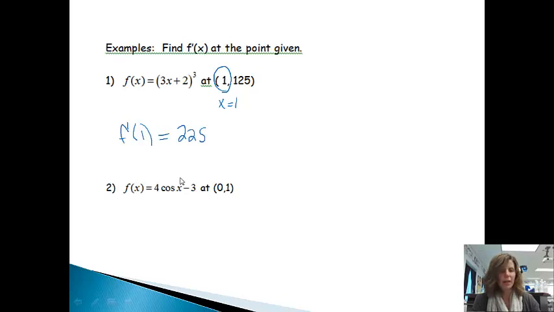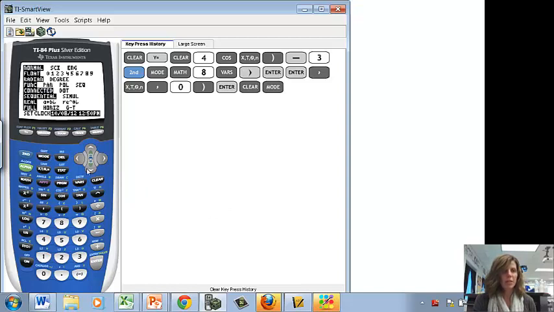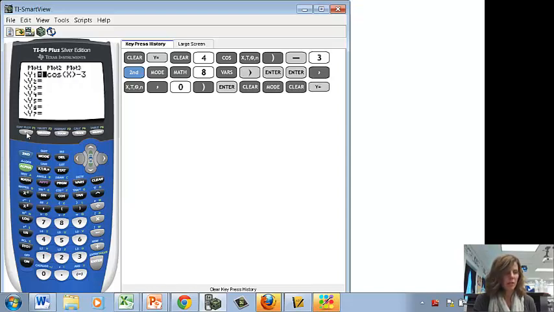We have f of x equals 4 cosine x minus 3, and it's at the point 0, 1. So again, notice I do not care about the y value. I'm only concerned about that x value, so we're going to be finding it at x equals 0. So let's once again go to our calculators. Okay, we're going to type in y equals 4 cosine x minus 3, but before we do that, I'm going to check my mode just to make sure that I'm in radians, and I am, so I should be good to go with that. Now let's go to y equals. I'm going to type in 4 cosine x minus 3, which I did, so we are set to go on that.